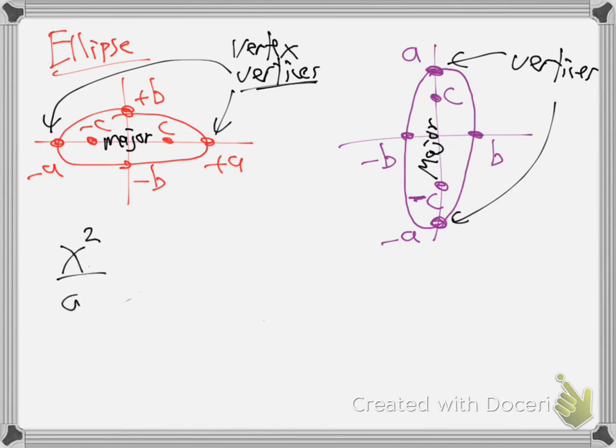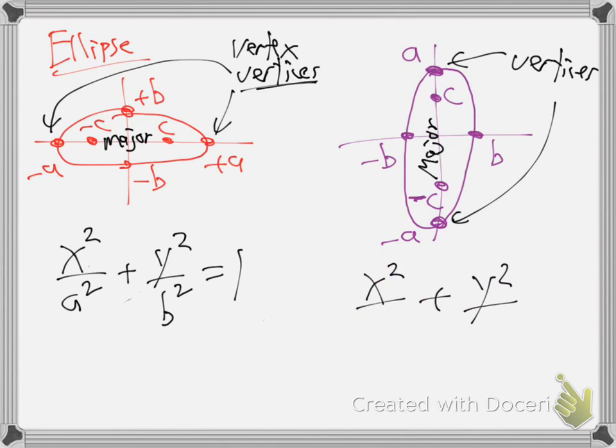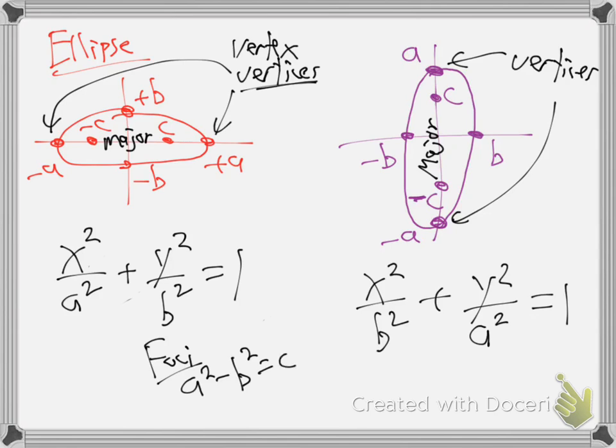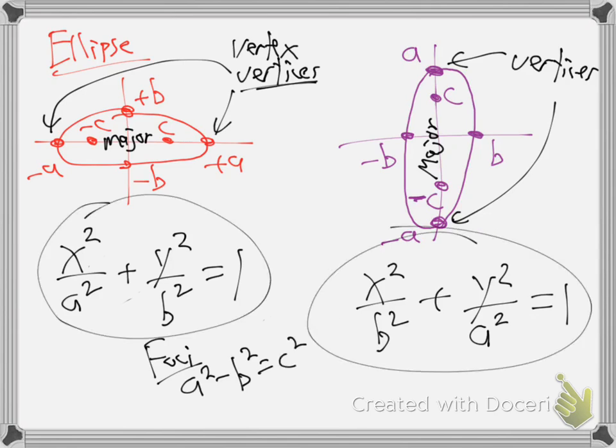This is x squared over a squared plus y squared over b squared is 1. This one's the same thing, except here the y has the a underneath it, and the x has the b. Yeah. So, yeah, there we go. And the focus, again, the foci equations are a squared minus b squared is c squared. Good, okay. So there we go. So there's the equations. So let's go back.